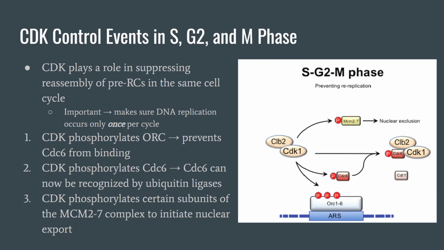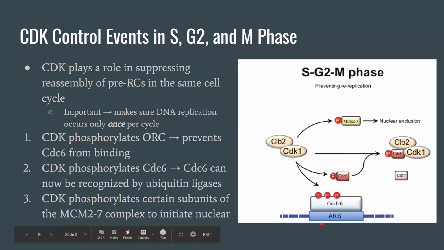And it does this in 3 different ways. So one way it does it is CDK phosphorylates ORC, which if you remember is the Origin Replication Center, I believe is what it stands for. And when it phosphorylates ORC, this prevents CDC6 from binding. So if you see here, CDK phosphorylates ORC. Once it phosphorylates ORC, CDC6 can no longer bind to ORC and create this complex for replication to occur.